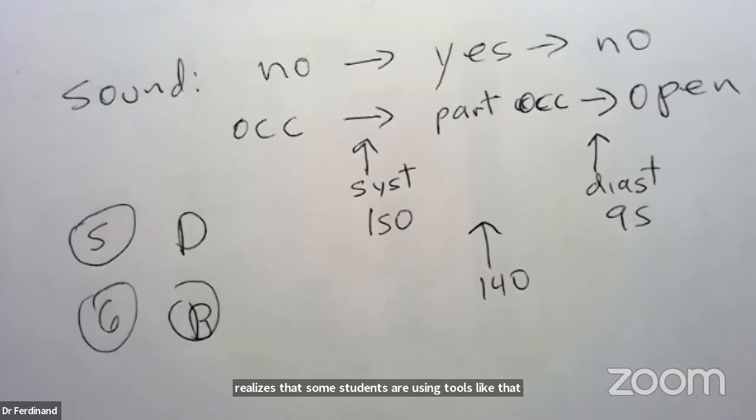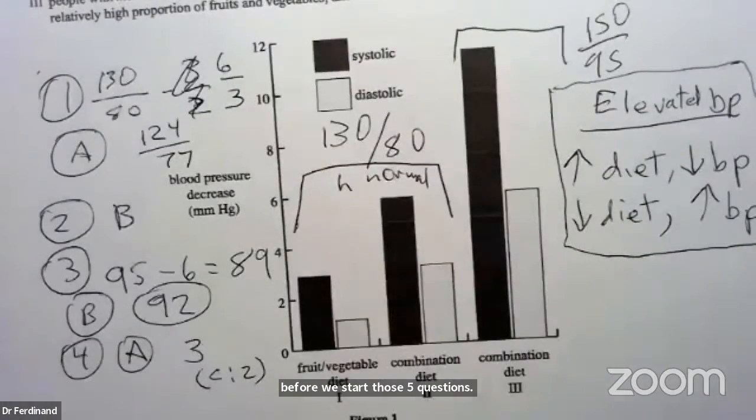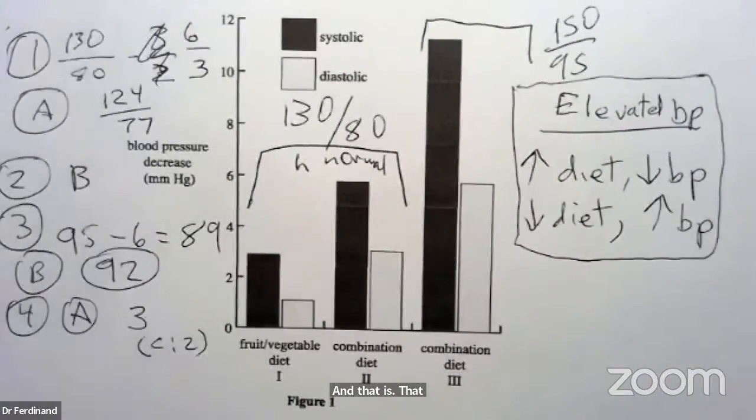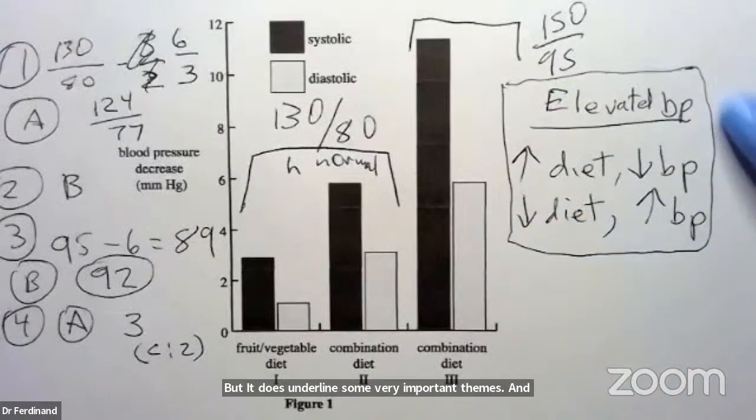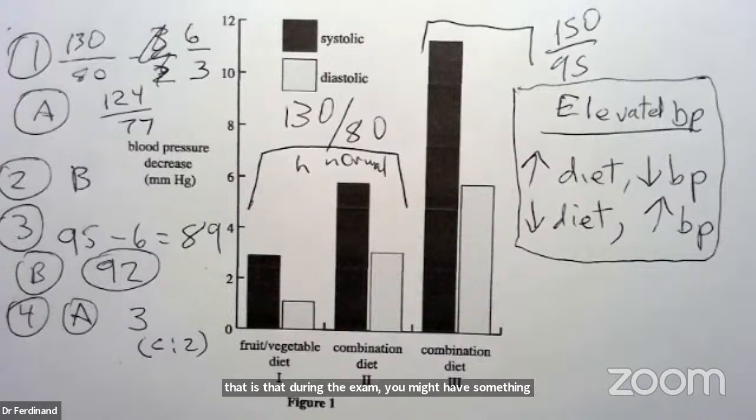Okay, so we have 5 more questions, and these are going to be completely different, and they also deal with circulation. But there is one thing I'd like to say just before we start those 5 questions, and that is about this rule that keeps you on track for this unit. And I'm not saying that this is the most difficult of ACER's units, not at all, but it does underline some very important themes. And that is that during the exam, you might have something either in the humanities section or in the science section that requires you to write down the rules.